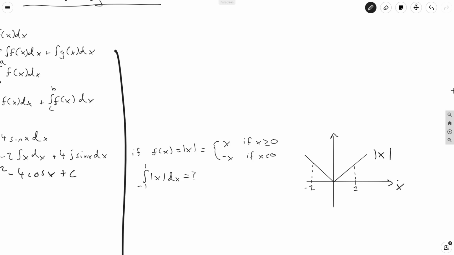What's the integral from -1 to 1 of mod x dx? Okay, we don't have any rules for this, and I know we could probably solve it geometrically because these look like triangles and it would be easy to find the area of them, but how can we solve this using the methods we've just described?